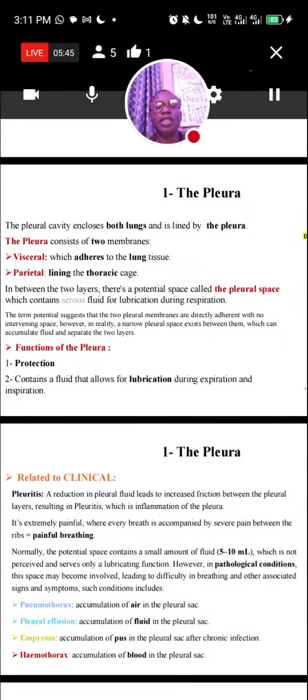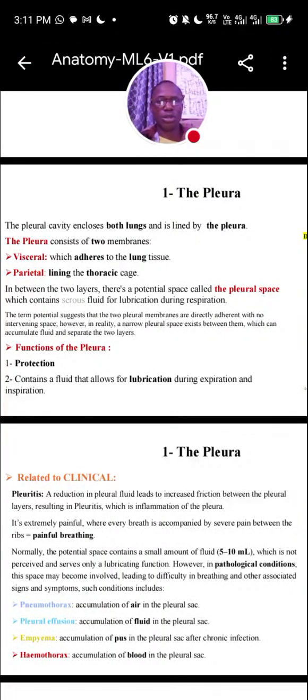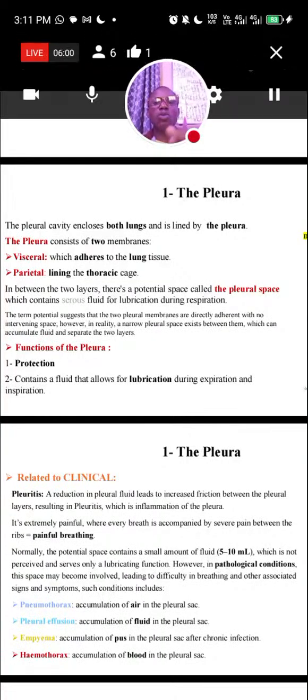Now the next thing we are looking at: the pleural space contains a serous fluid. That's a lubricant. Now, I want to pause here because this is exactly 6 minutes. I want to pause here and connect the upper and the lower limbs to this. Do you follow me now?